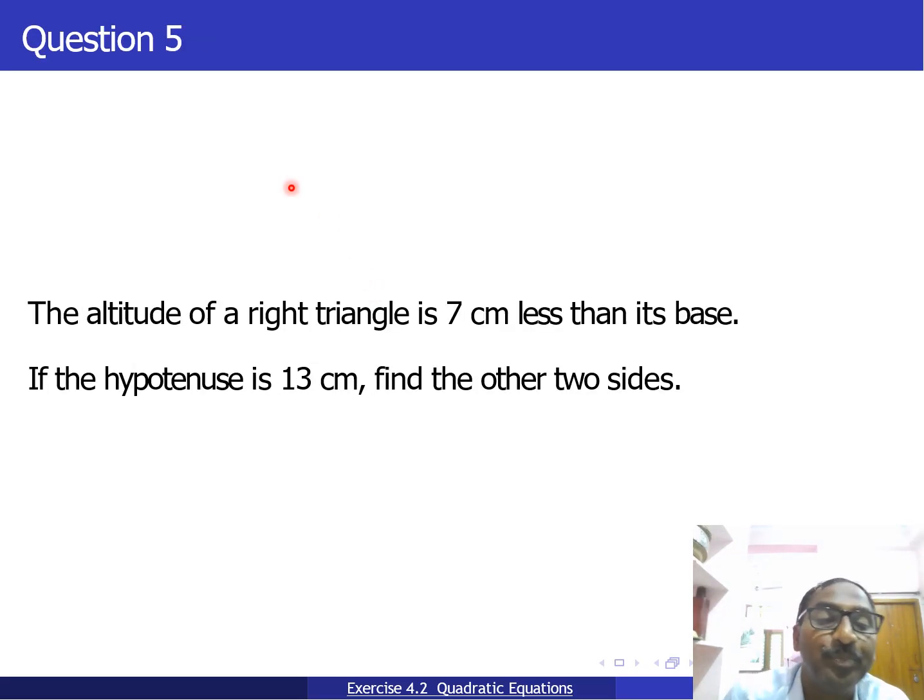Question number 5. The altitude of a right triangle is 7 cm less than its base. If the hypotenuse is 13 cm, find the other two sides. Find the other two sides.